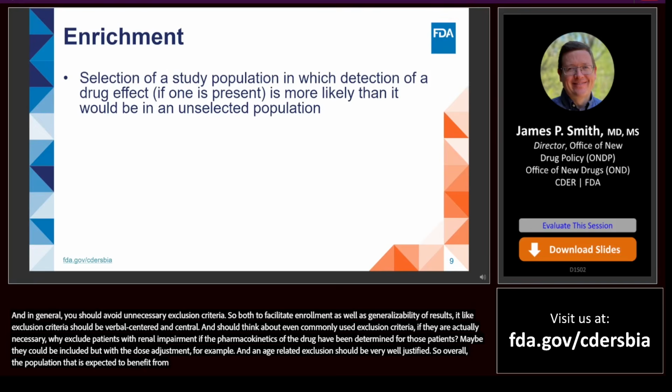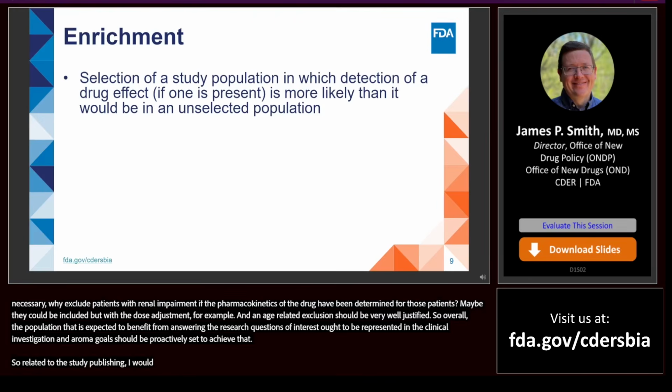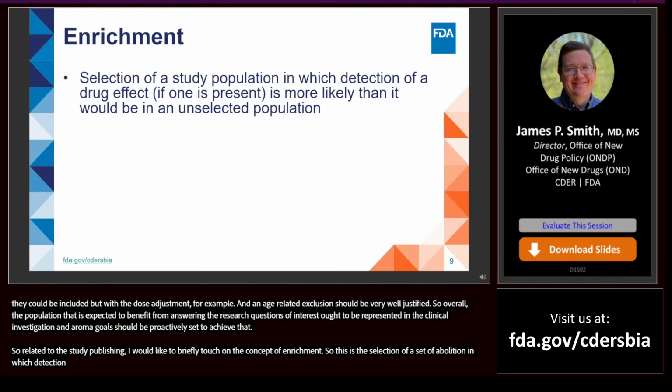So related to the study population, I'd like to briefly touch on the concept of enrichment. So this is the selection of a study population in which detection of drug effect, if one is present, is more likely than it would be in an unselected population. So this is a design feature that narrows the study population in certain ways in hopes of improving the ability to detect the effect of a drug.